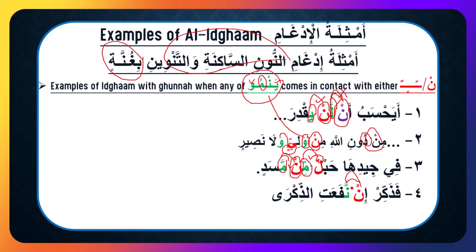So we say innafa'ati. There's no way you could do that without pronouncing ghunnah. That's just that for that. Although it's still an example of idgham bi ghunnah.